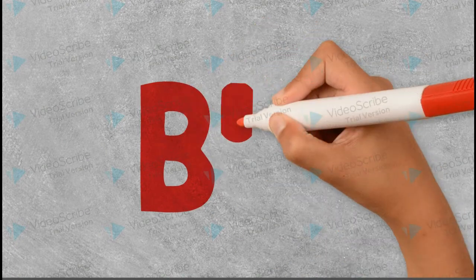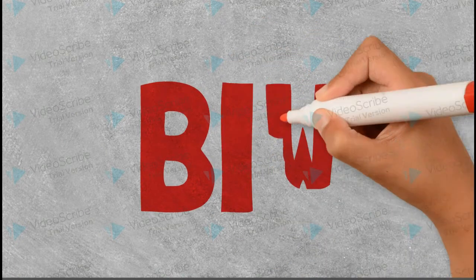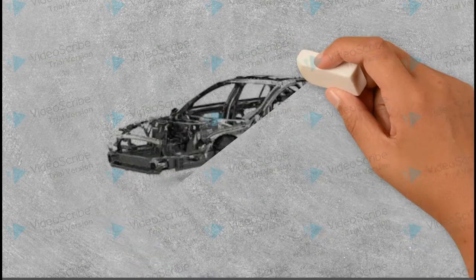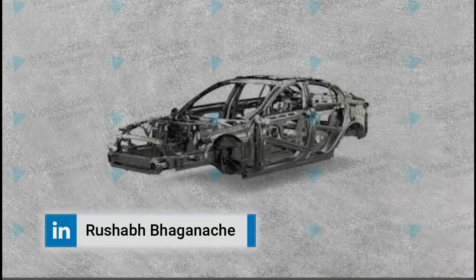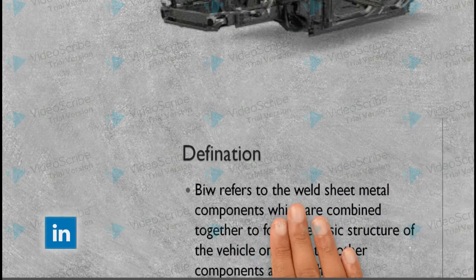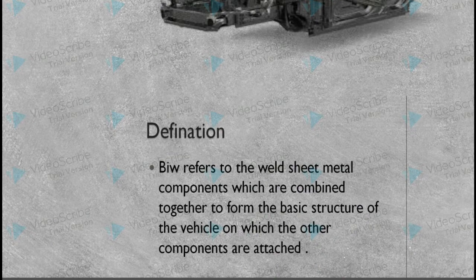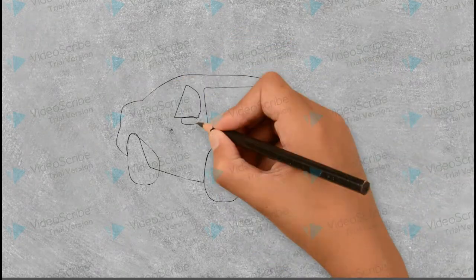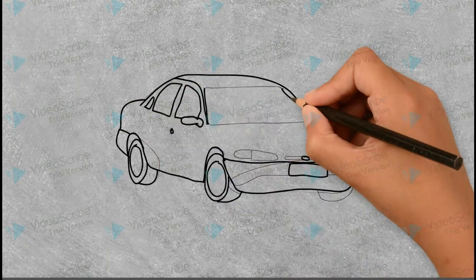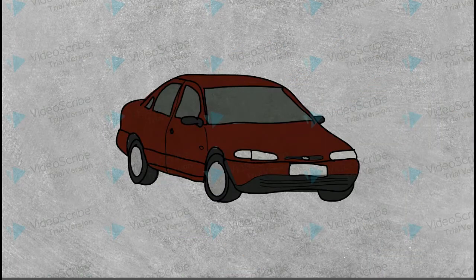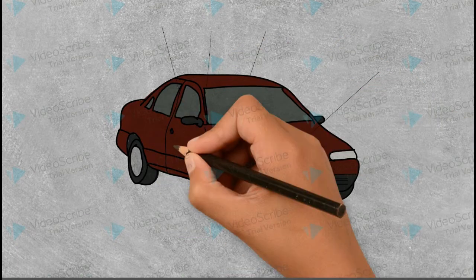BIW. Yes, body in white. That's what it is. So what do BIWs look like? It looks like a welded sheet metal part, which you can see, yes, just like this. And BIW refers to the welded sheet metal components which are combined together to form the basic structure of the vehicle. To know more about this, I will make you understand the important parts of the BIW structure. So let me highlight some of the important parts in the car.